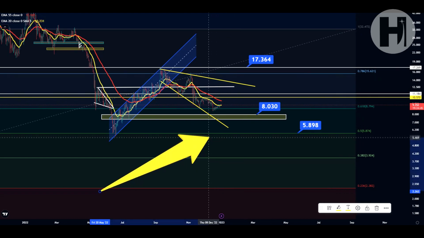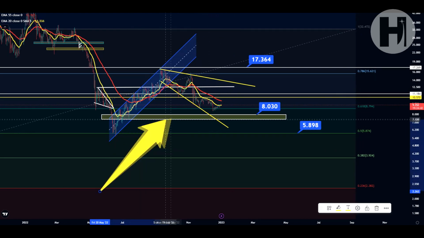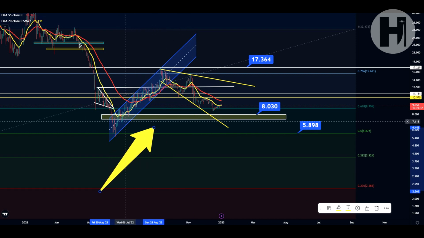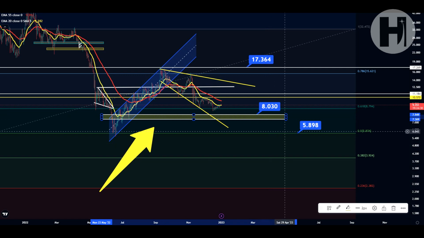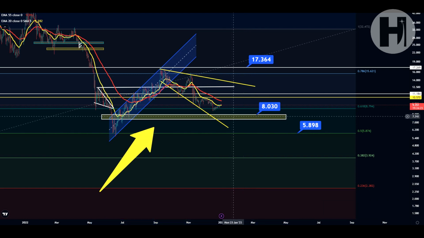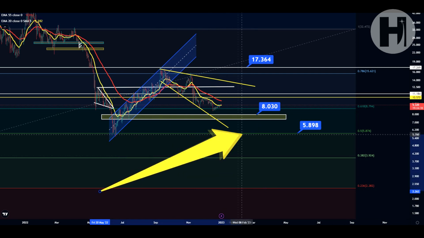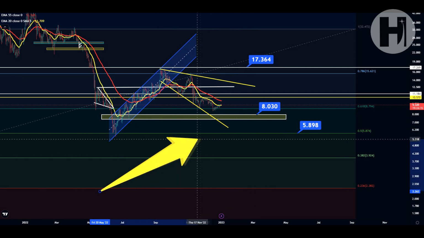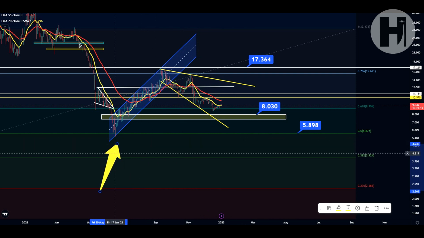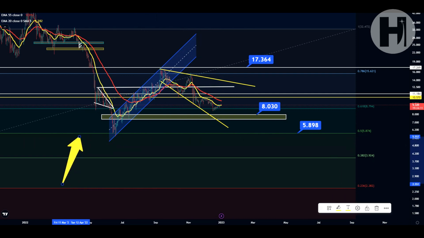To test that level once again, we need to break through this support block, this golden support block that we have, and it's based off of these lows that we printed in July, between $8.03 and all the way down to, or rather, $7.95 and $7.37. That's going to be a major support block for us to hold. If we lose that, I would say it's pretty obvious that we're going to be retesting at least the 0.5 Fibonacci retracement.